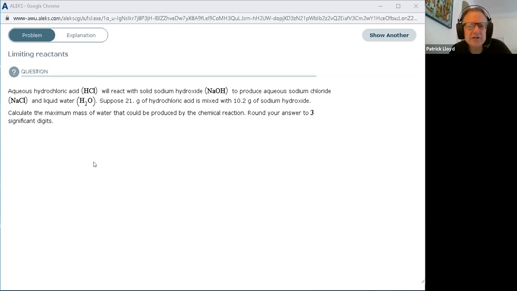So we're going to take a look at this one. This one is an acid-base reaction. This will be a very familiar reaction to you by the end of the next chapter. Hydrochloric acid, sodium hydroxide, that's a classic acid-base reaction. And acid-base reactions very often produce a salt plus water. And that's exactly what's happening here.